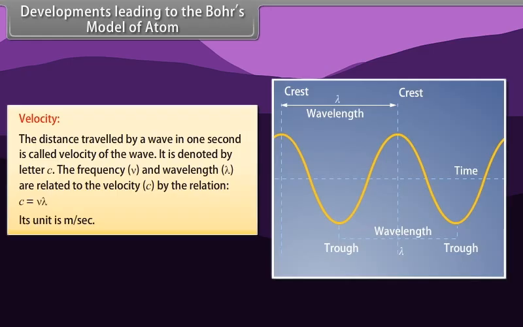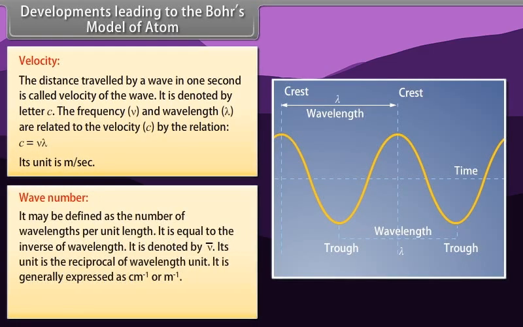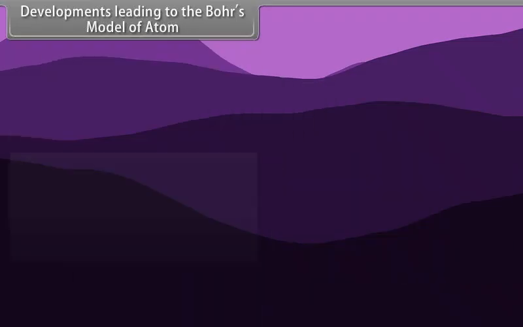Its unit is meter per second. Wave number. It may be defined as the number of wavelengths per unit length. It is equal to the inverse of wavelength. It is denoted by mu bar. Its unit is the reciprocal of wavelength unit. It is generally expressed as 1 by centimeter or 1 by meter. Mu bar is equal to 1 by lambda.